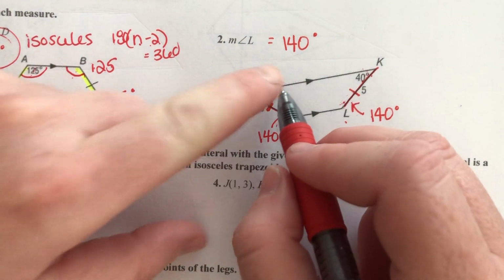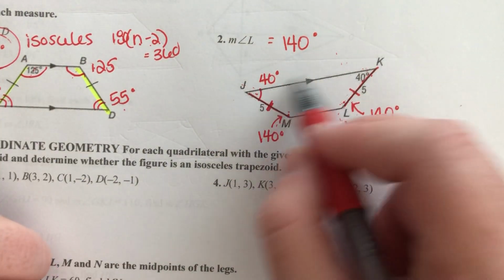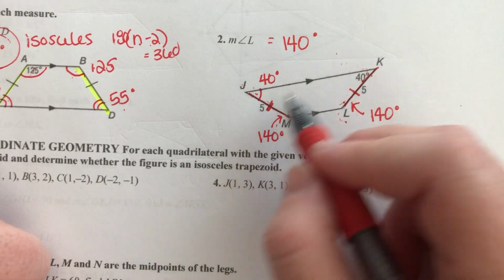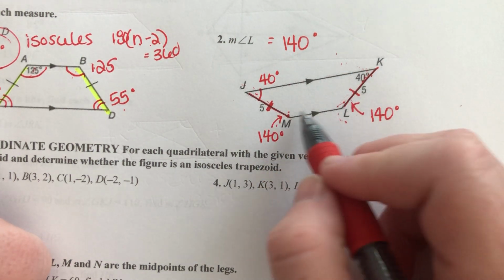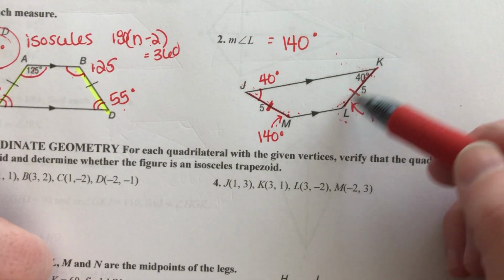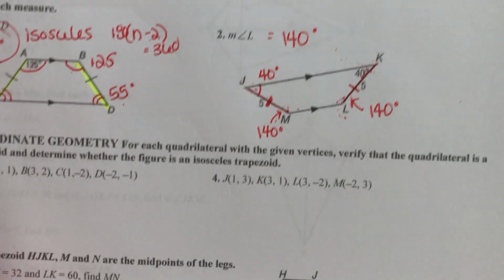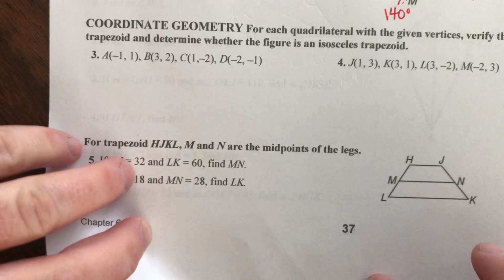So the two angles coming off of the base, which is either the top or the bottom, they're both bases, this guy and this guy, those two angles are the same size, these two angles are the same size, and then when you compare the angles next to each other, they're supplementary, if that makes sense. Excuse me. All right, number 3.